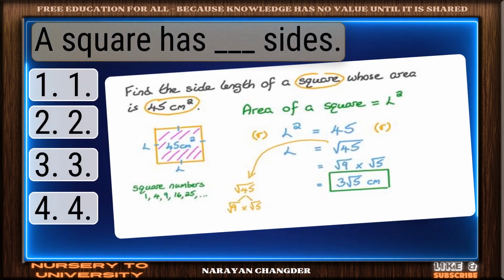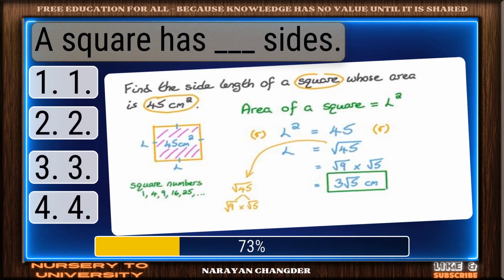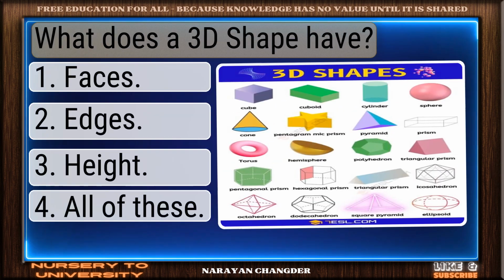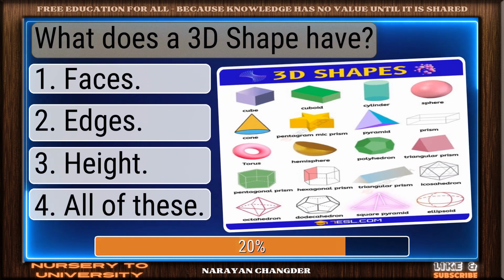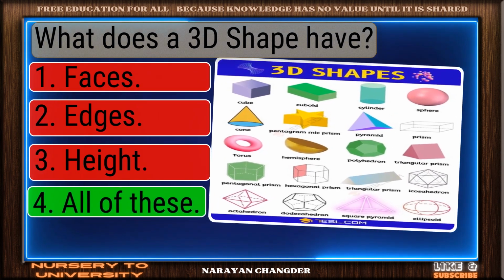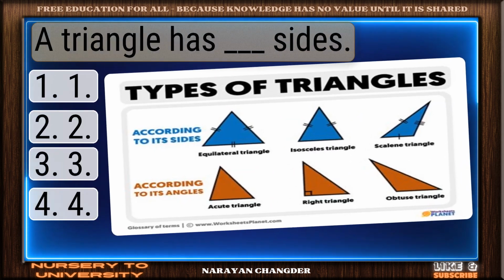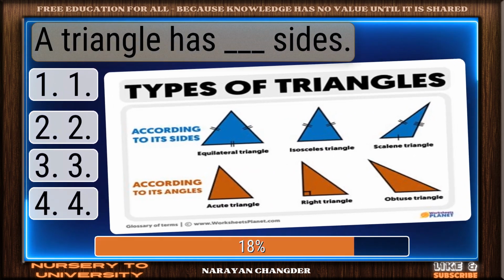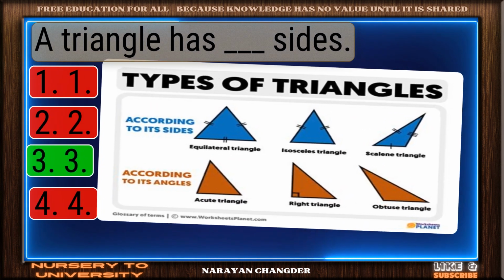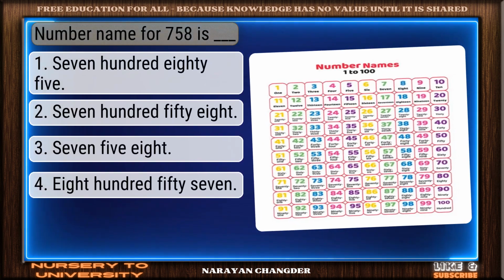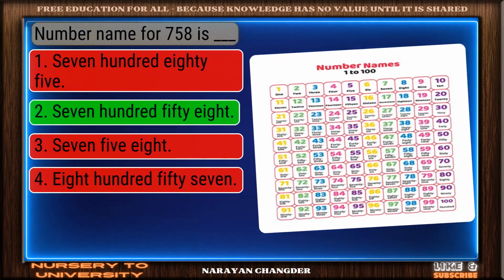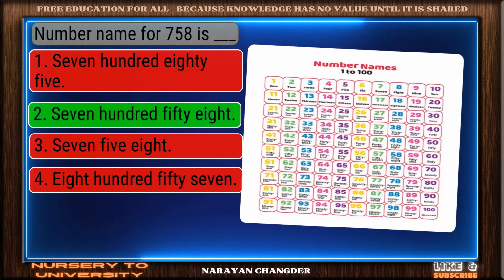A square has dash sides. Nice work. You chose 4 and it is correct. What does a 3D shape have? Sharp thinking. All of these is the right choice. A triangle has dash sides. You got it. Your choice 3 is right. Number name for 758 is dash. Good thinking. 758 is the right answer.